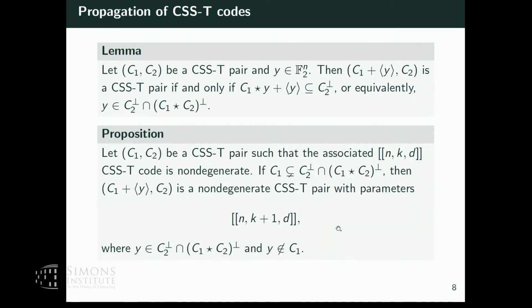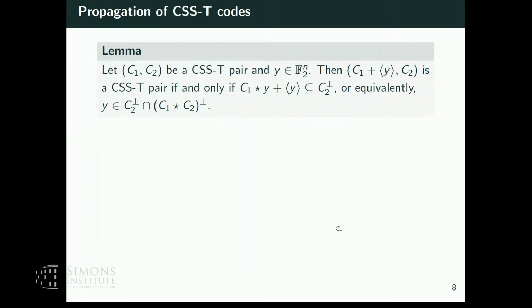An actionable condition is given here. So if I'm wondering if I have a CSS-T pair, maybe I should go back here. If I have a CSS-T pair to start with, and I'm wondering if I can increase the larger code at all, then I have a source of where to find those potential vectors. I'll look in the dual of C2 and its intersection with the dual of this other code, right? So again, not so pretty, but it gives you a place to find the vectors that you can add on to actually grow your code.